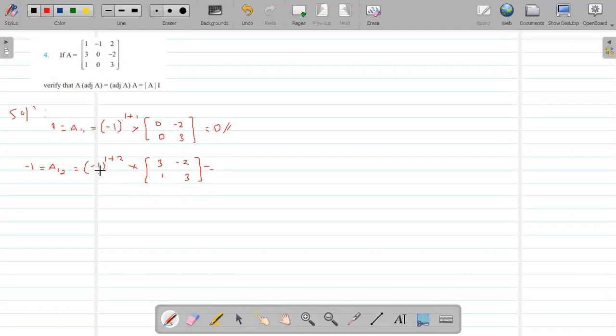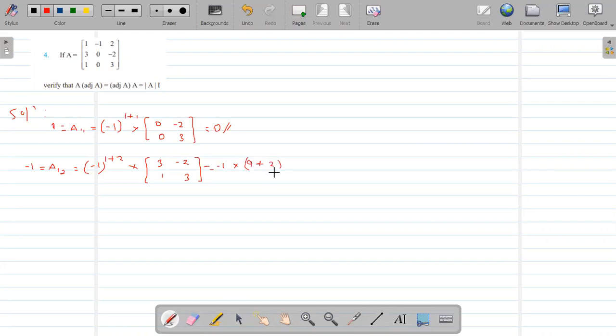Since it is minus 1 to the power 3, which is an odd number, it will remain as minus 1 only. So 3 3s are 9. So 3 3s are 9, minus 1 2s are 2. But since it is already minus, minus minus will become plus.